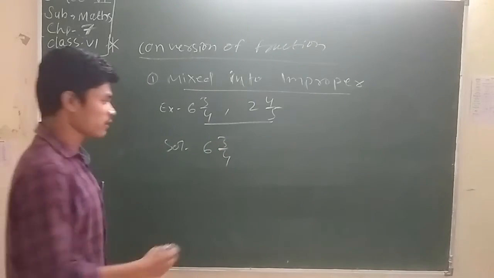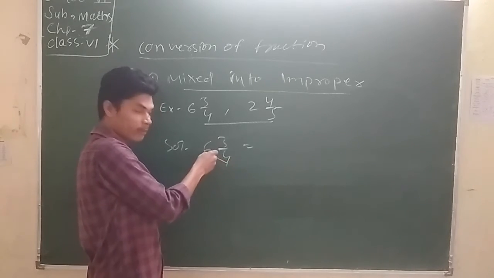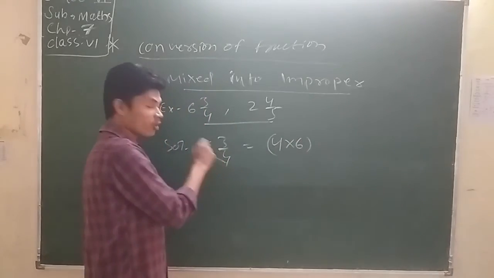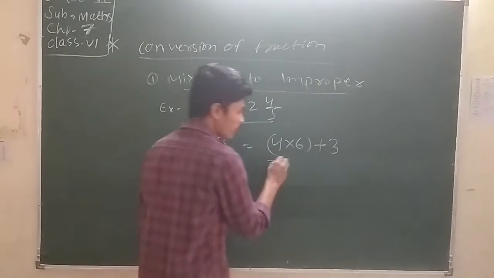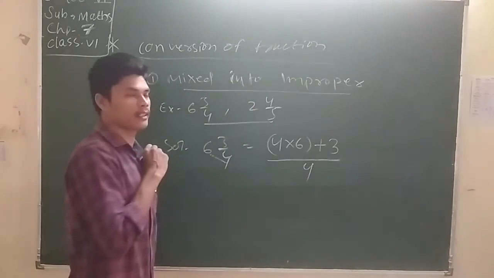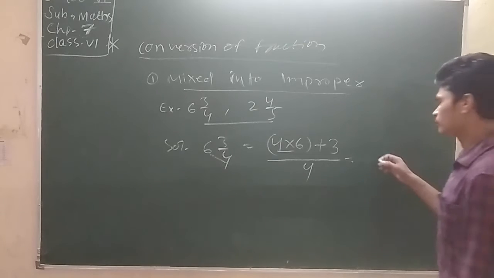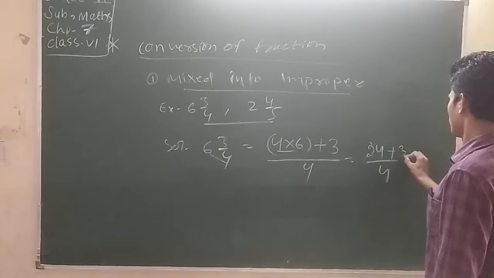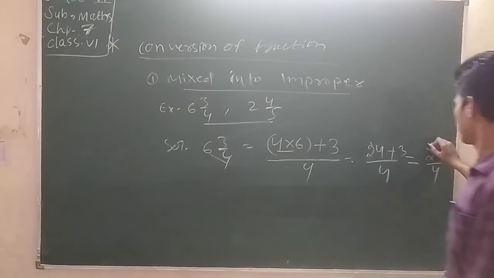What is the process? The denominator is multiplied with the whole number, that means 4 into 6. The product of denominator and whole number is added to the numerator, over the same denominator. 4 sixes are 24. 24 plus 3 by 4 equals 27 by 4. Here is the improper fraction.